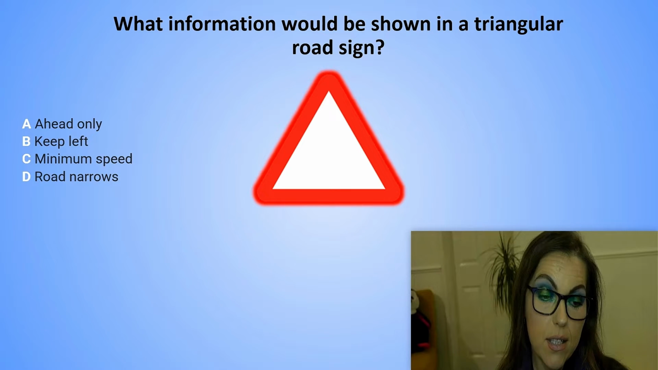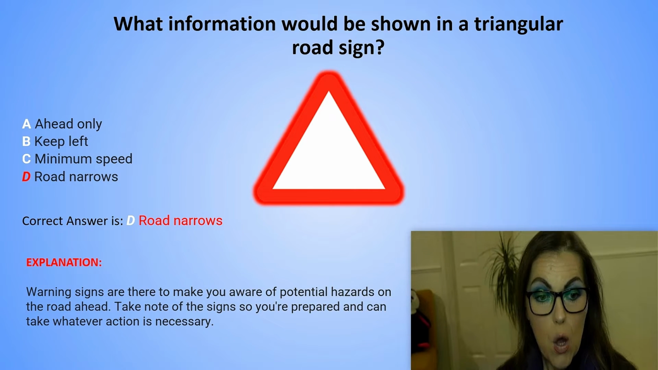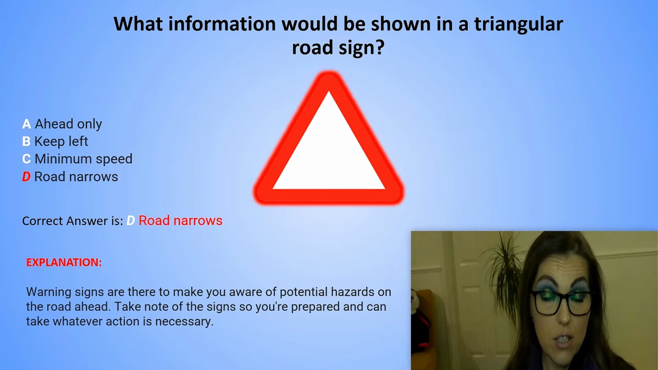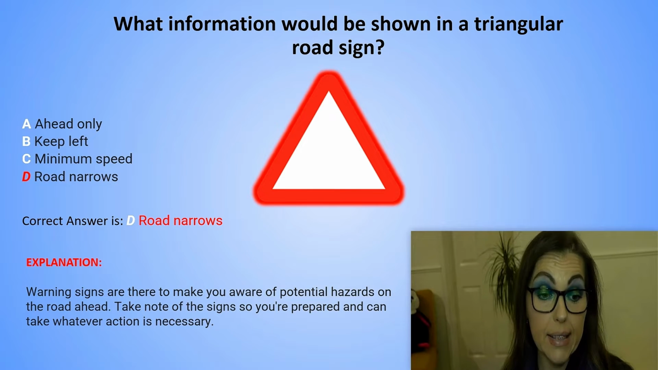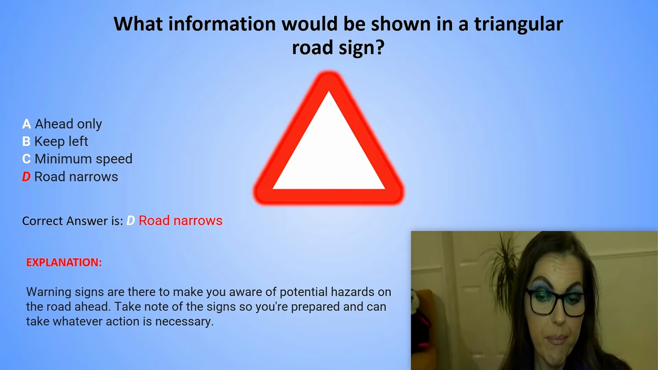The correct answer is D. Road narrows. Explanation. Warning signs are there to make you aware of potential hazards on the road ahead. Take note of the signs so you are prepared and so you can take whatever action is necessary.